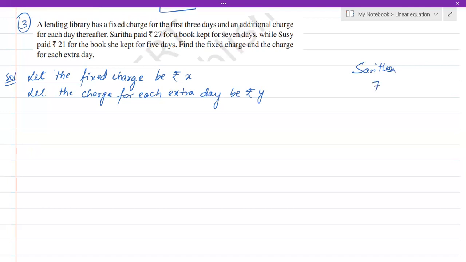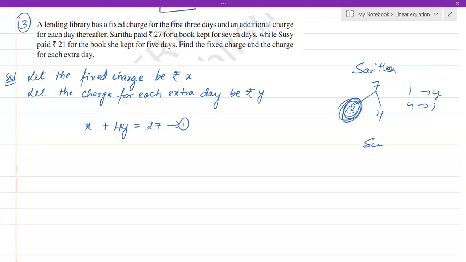Okay. Now, Sarita has kept the book for how many days? 7 days. Out of the 7 days, for the first 3 days, she has to pay how much? A fixed charge for 3 days, that is X rupees, isn't it? Now, how many days remain? 4 days. For 1 day, it is Y rupees. For 4 days, it is how much? 4Y. Therefore, X plus 4Y will be equal to 27. This will be our equation 1.